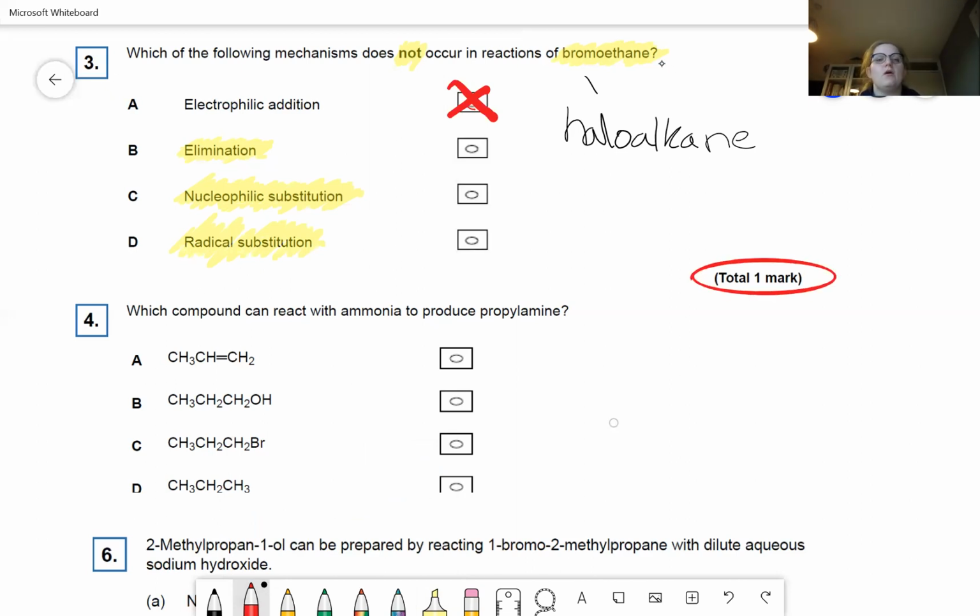And that is because we're not going to be adding an electrophile to this, because of its polar bonds in there. It attracts nucleophiles. It's not going to attract electrophiles. So yeah, that's our answer to that one.